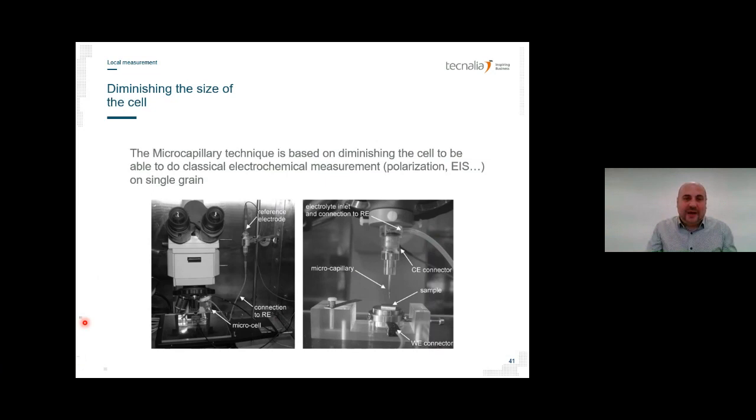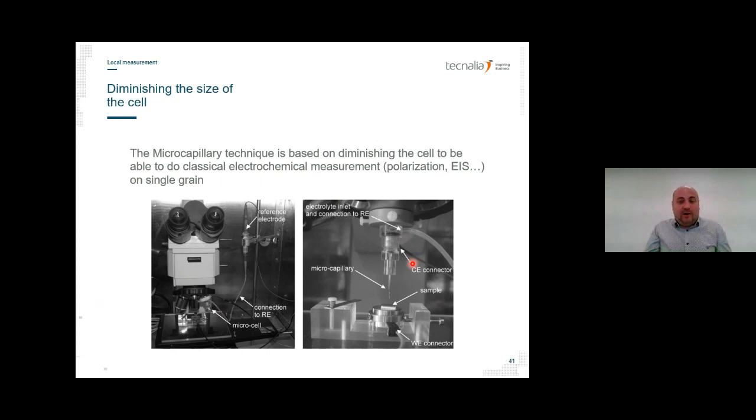In this case, the strategy is to diminish the size of the cell. The microcapillary is usually mounted in this kind of setup. We have a microscope so we can check a spot, an interesting place on the sample. And we turn the objective and we have our microcapillary cell. We see the capillary here and we put it in contact with the system. Inside there is an electrolyte, a counter electrode and a reference electrode. And we can connect that to a potentiostat and do a classical experiment, which could be a polarization curve or impedance spectroscopy on a single spot.